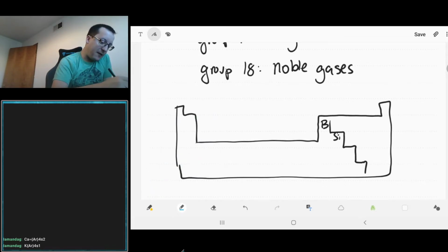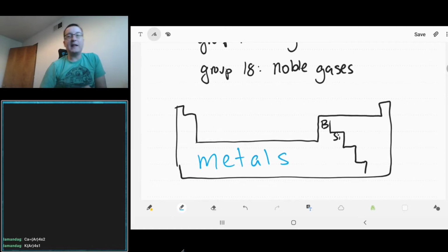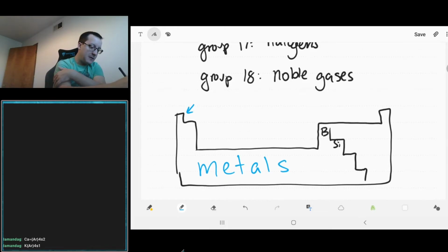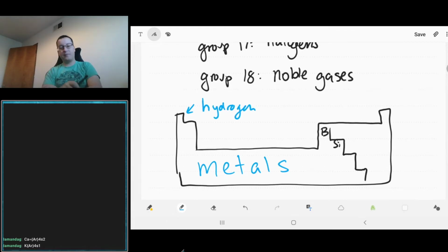We're going to see that everything on the left side of the periodic table is going to be metals. We'll talk about metals in a second. It's going to be everything from this zigzag that I've drawn to the left, except, of course, hydrogen. Hydrogen is not a metal. Obviously, hydrogen is a gas, right? Our metals we don't typically think of as gases.